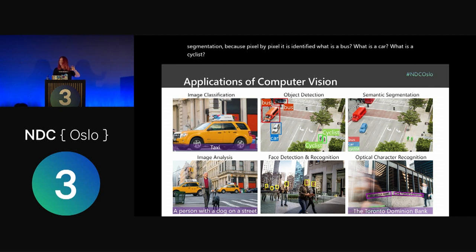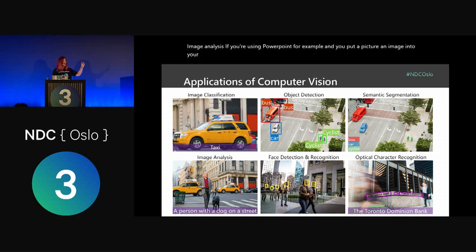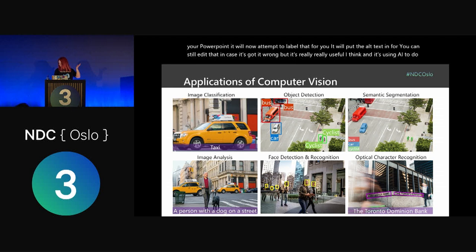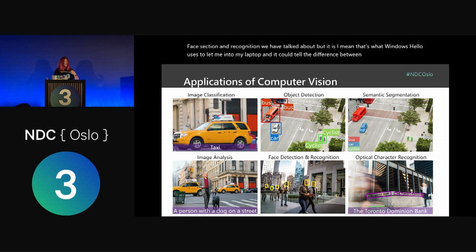Image analysis. If you're using PowerPoint, for example, and you put an image into your PowerPoint, it will now attempt to label that for you. It will put the alt text in for you. You can still edit that in case it's got it wrong, but it's really, really useful, I think. And it's using AI to do that. Face detection and recognition we have talked about, but that's what Windows Hello uses to let me into my laptop, and it could tell the difference between me and my identical twin sister.